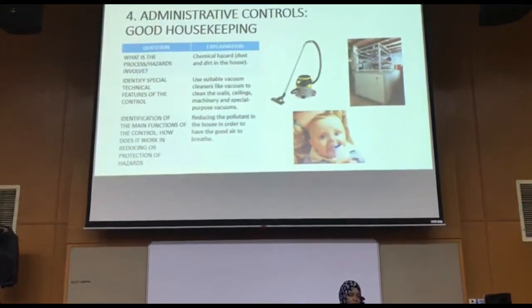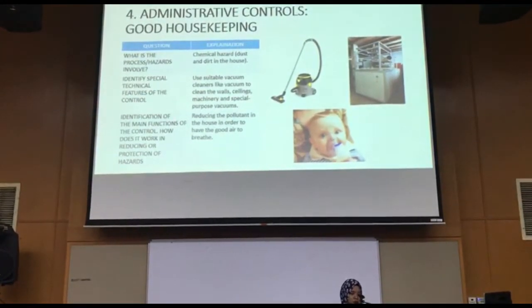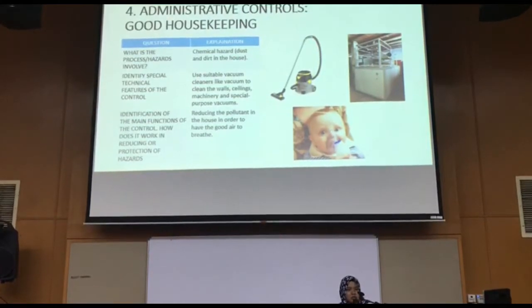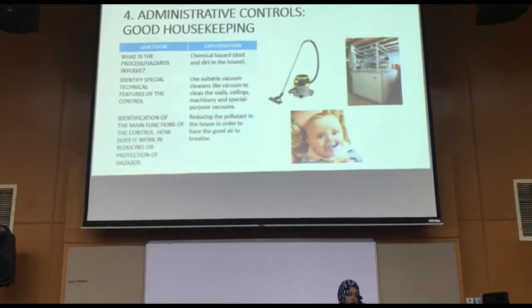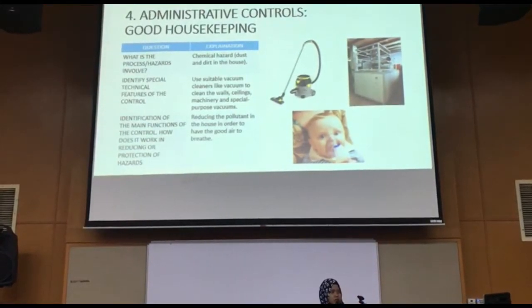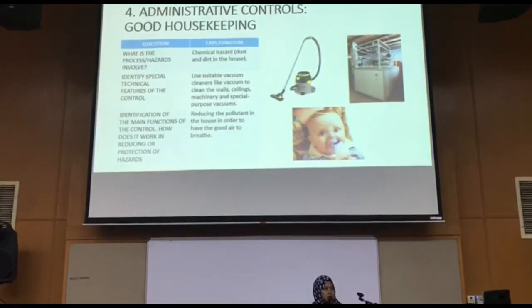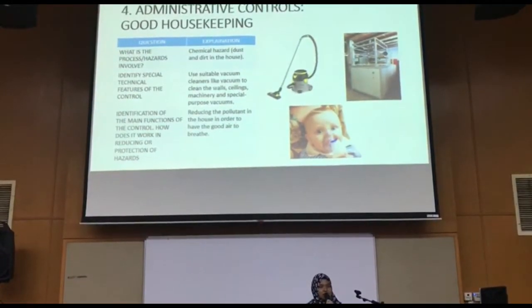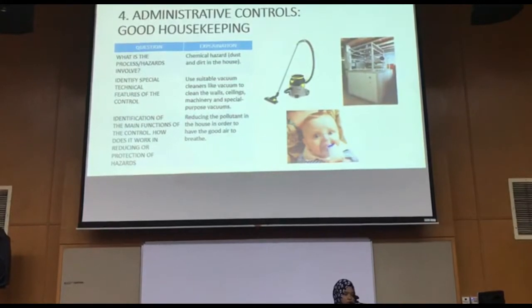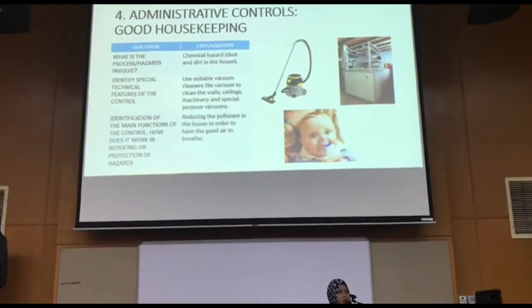I'm going to explain about the administrative controls about good housekeeping. So it is important to keep our house in a good condition by practicing good housekeeping. One example of the hazard is the chemical hazard. The example is the dust and dirt in the house. So why is it very important?